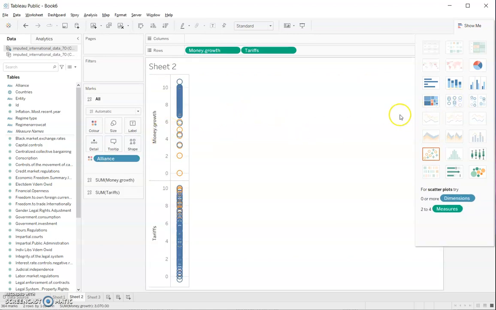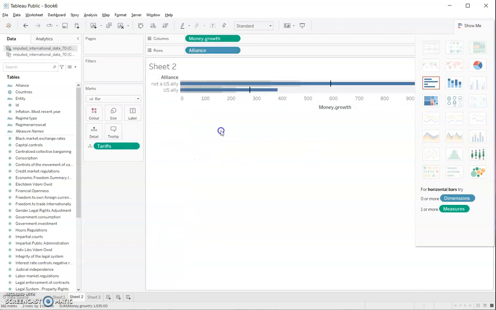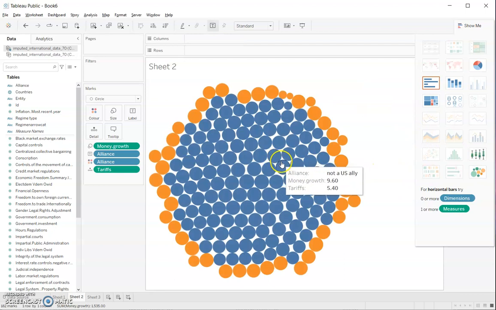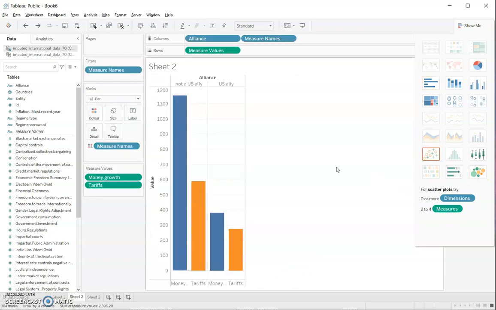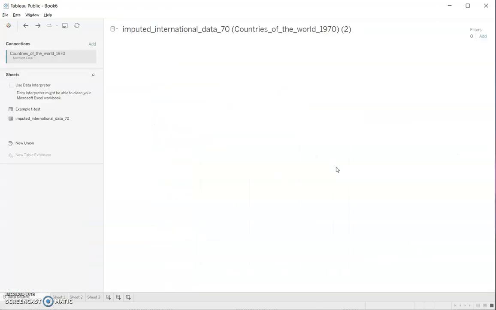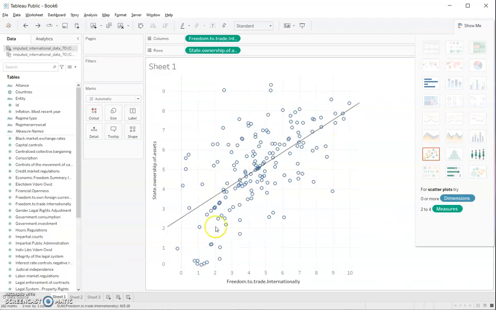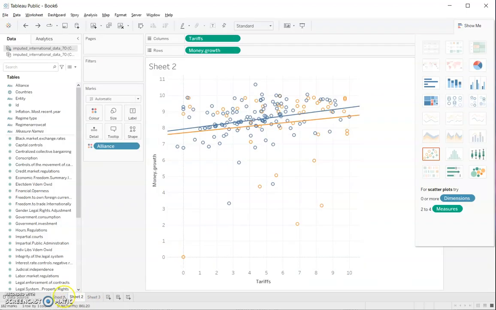Or something like this. This is called circle views. But all these circles are so much overlapping that you don't even know what is going on. Or something like this, packed bubbles. So I'm just going to cancel all these changes. Okay, we are back to here.